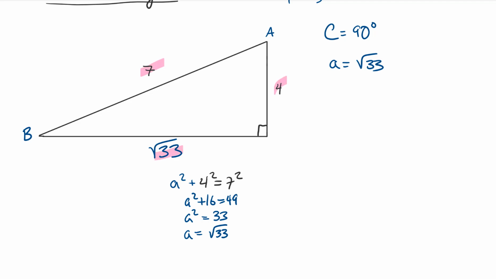But inverse trig is all about solving for those angles. So now we have options all day long. Do you like sine? Do you like cosine? Do you like tangent? I'm just going to randomly pick sine of B. What is it? Opposite over hypotenuse, right? So 4 over 7.